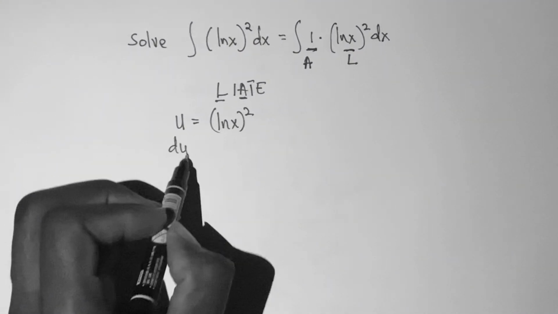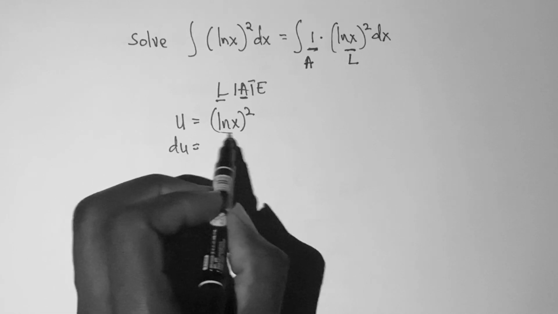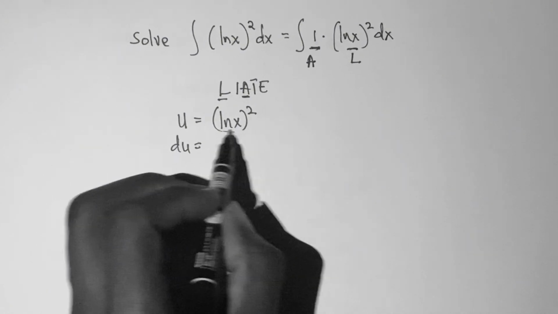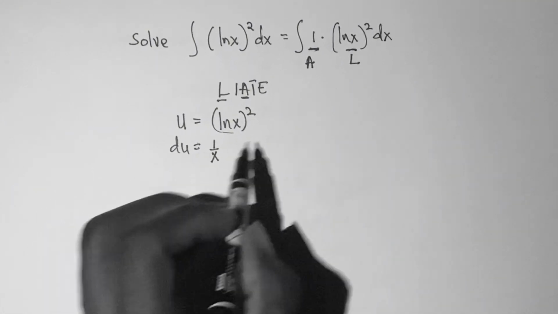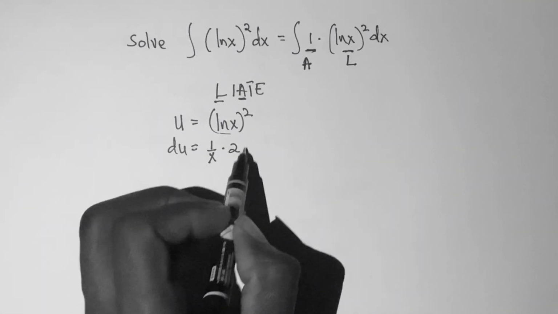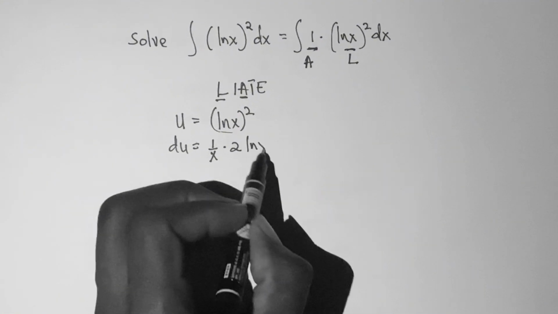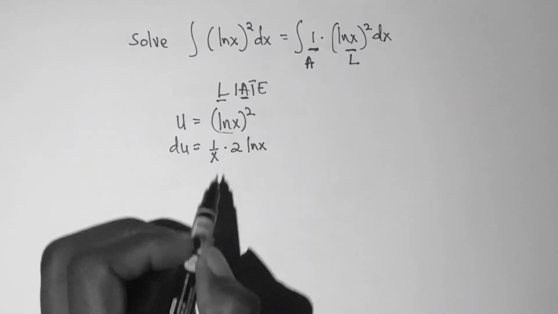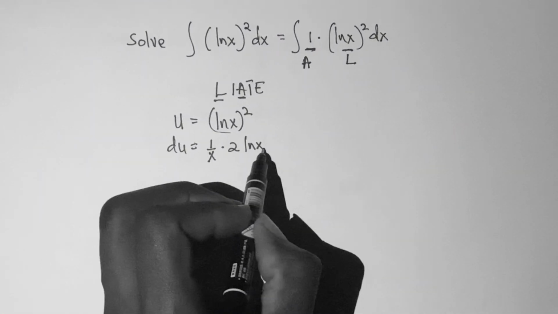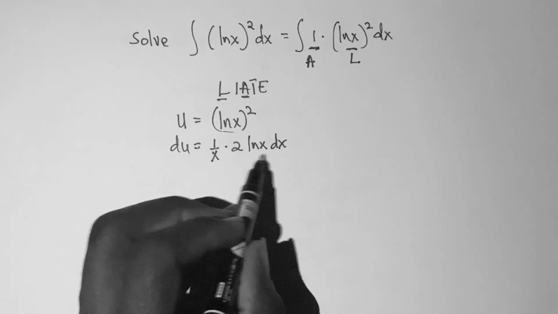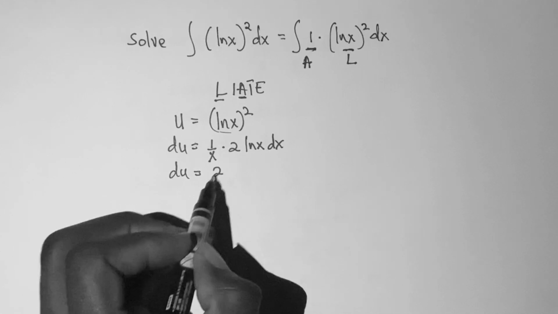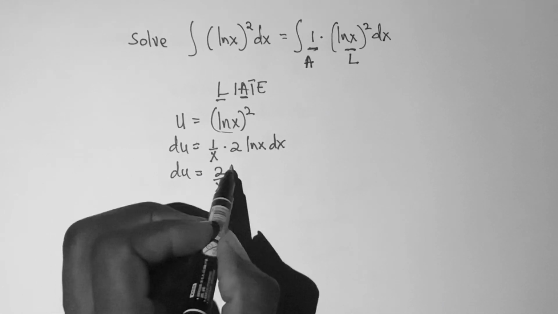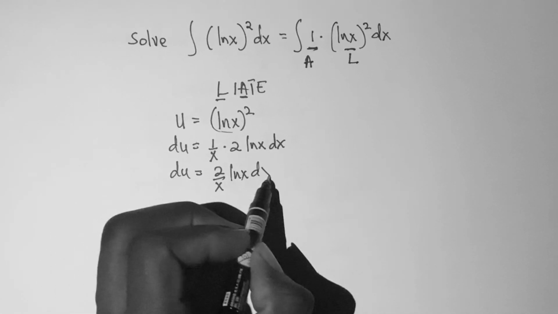So du is equal to, you first differentiate what is inside the bracket. If you differentiate ln x, you get 1 over x. Then you differentiate the whole function, so 2 will come down, then multiply by natural log of x, exponent 2 minus 1, which is 1. So it becomes like this, then dx. So let's rewrite this well. So this becomes du is equal to 2 over x ln x dx.